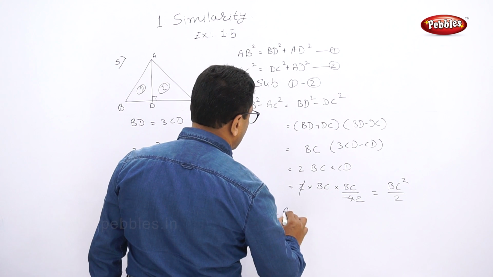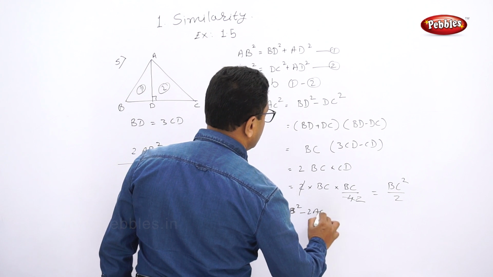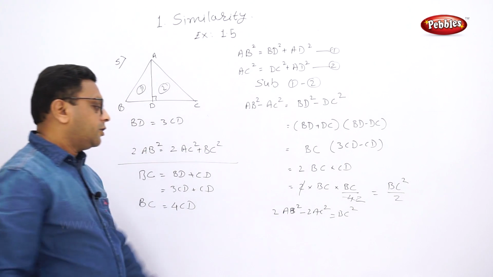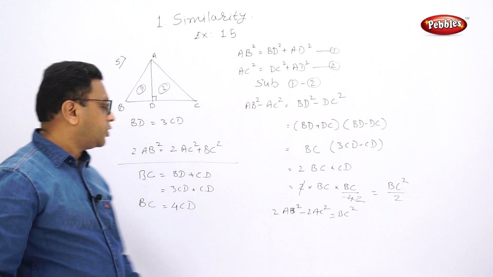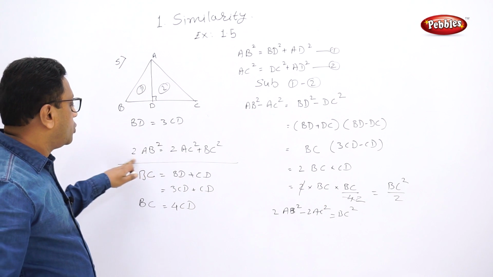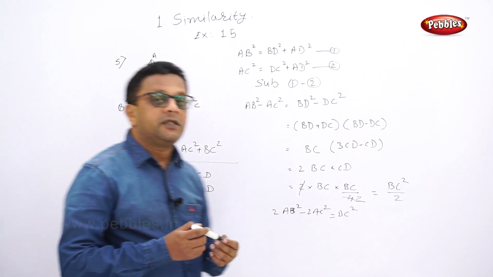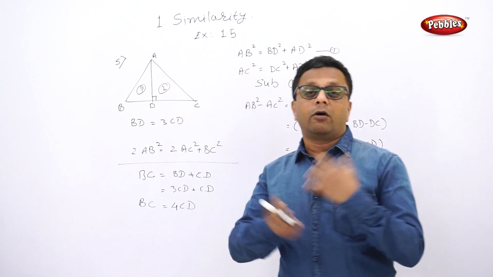So we will have 2AB square minus 2AC square is equal to BC square, and when this 2AC square will go to the right hand side, it will become positive, and ultimately we have proved 2AB square is equal to 2AC square plus BC square. So this example is a little bit complicated.